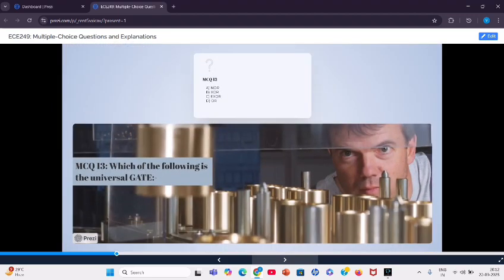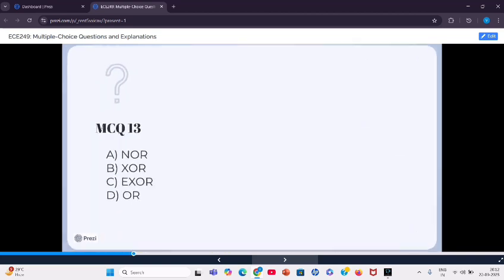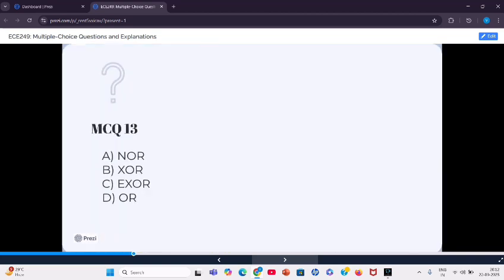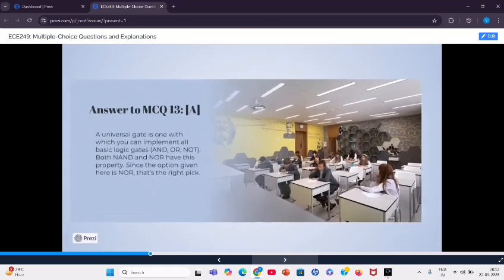Moving on to the 13th question. Which of the following is a universal gate? Options: option A, NOR; option B, XOR; option C, XOR; option D, OR. So the correct answer is option A.